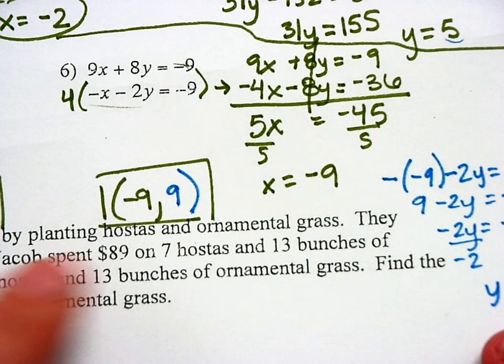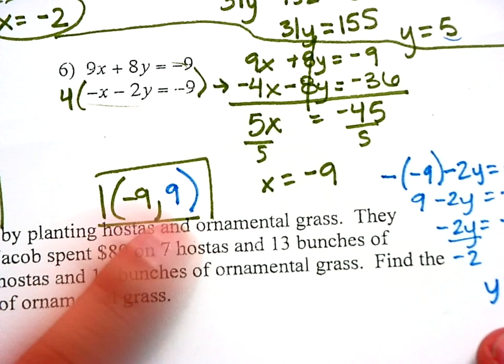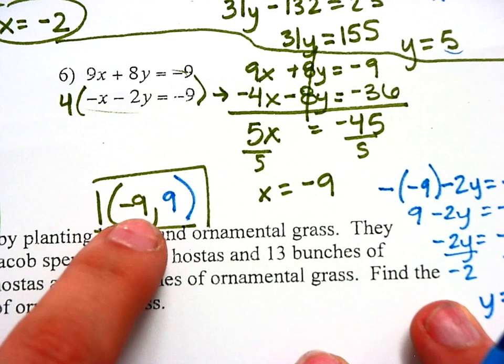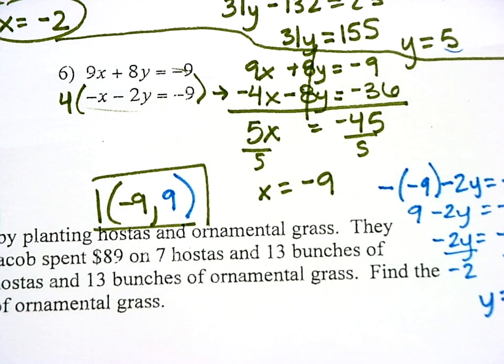Okay, so we have our solution here. It's negative 9, 9. You'll notice all of our solutions for systems of equations are either ordered pairs, no solution, we didn't get one of those yet, or infinite solutions. Those are the 3 ways you can write your answers.